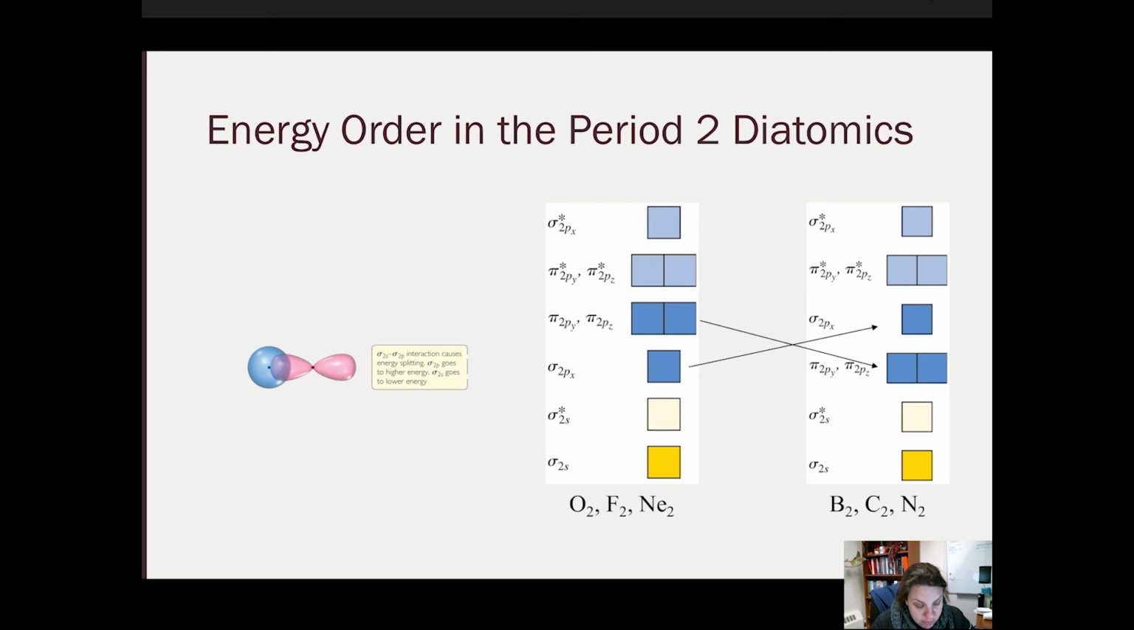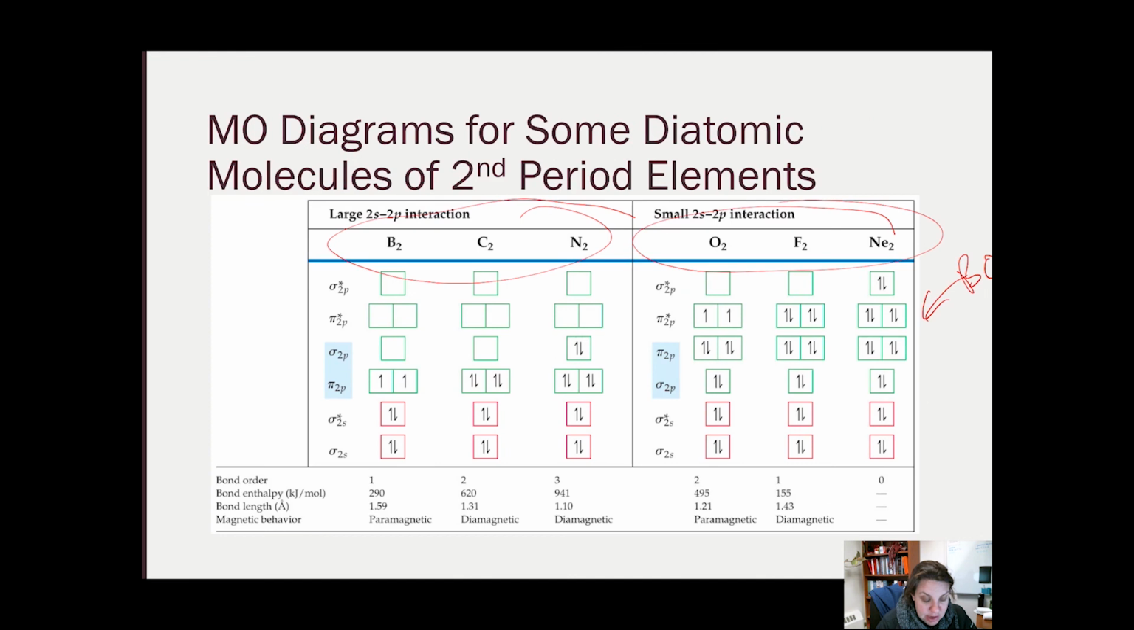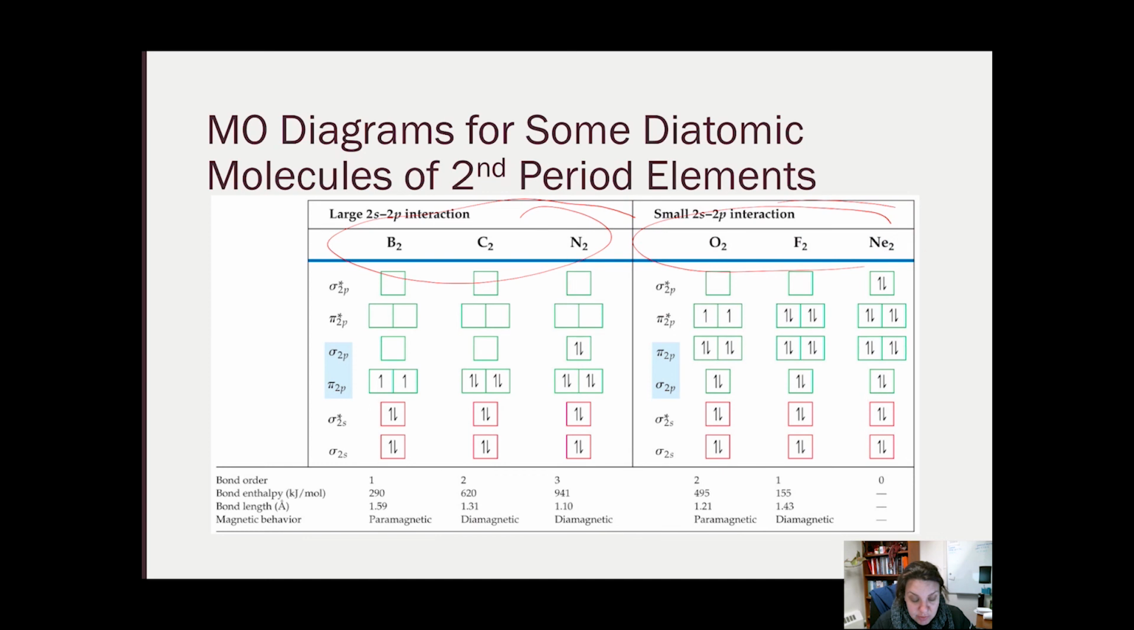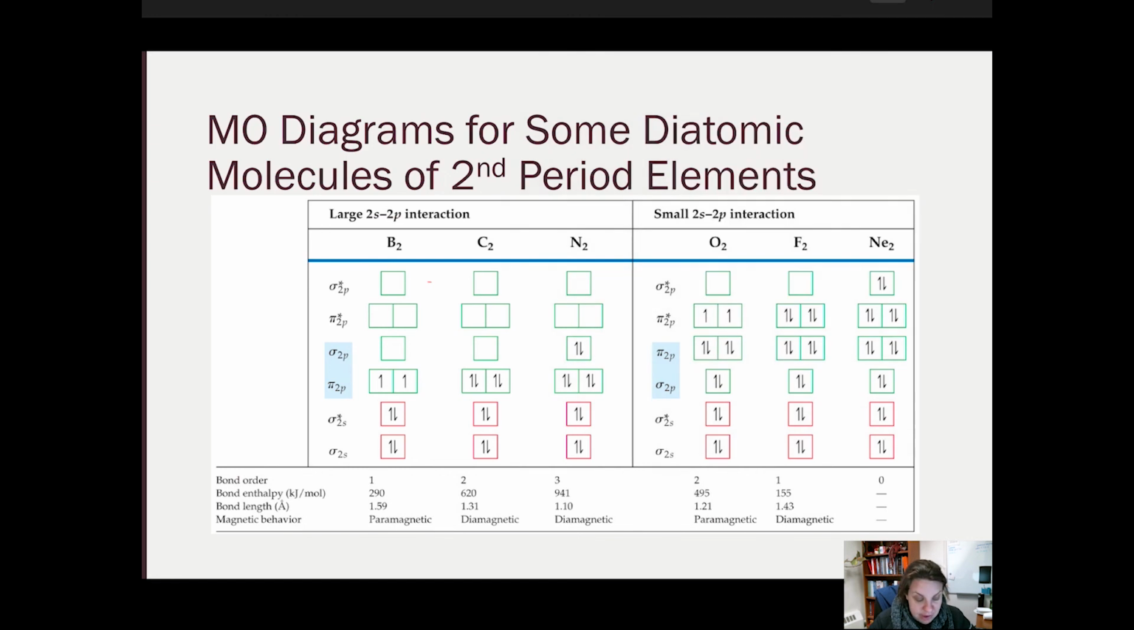So this rearrangement that we see here is what is caused by that, and so there will actually be differences in our molecular orbital diagrams between boron, carbon, and nitrogen diatomics versus oxygen, fluorine, and neon diatomics. Again, neon, you see, has a bond order of 0, so it will not form, but it'll look like that. And that is the entire thing.